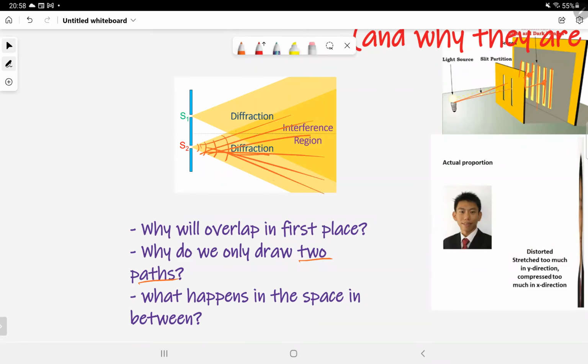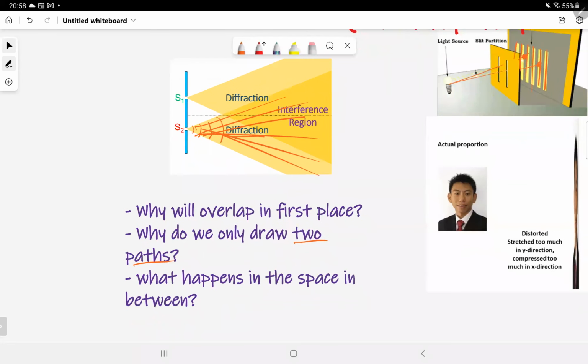What about what's happening in the space in between? Well, superposition is also taking place. As long as they overlap, there's superposition. Then you say, hey, why don't we talk about bright fringe and dark fringe there? For practical reasons, you never put a screen there for the light to fall on. If light never falls on a screen, what's there for you to observe?